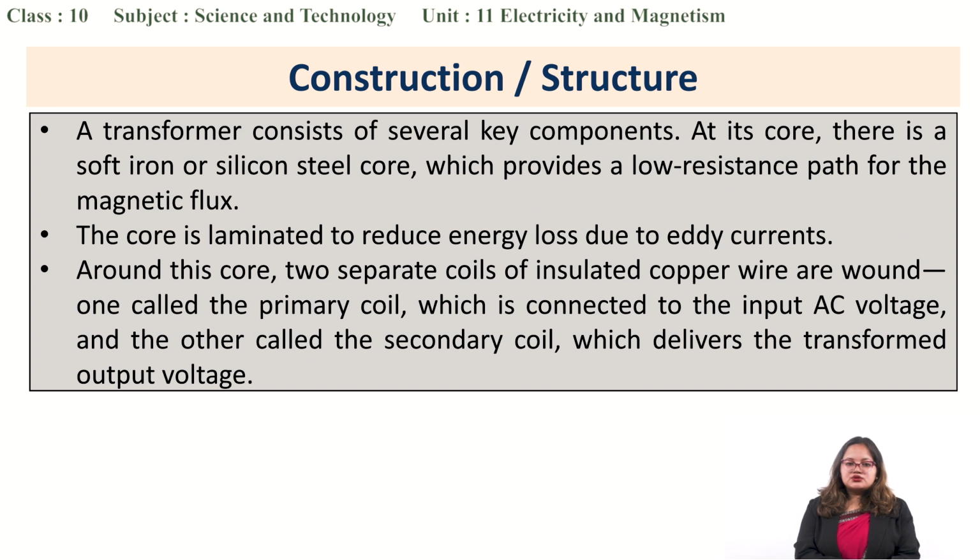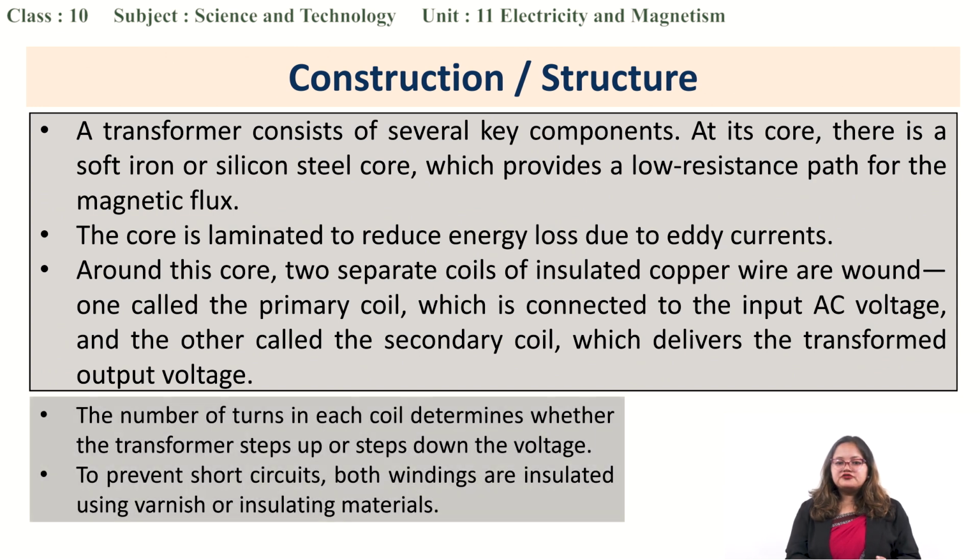Around this core, two separate coils of insulated copper wire are wound. One is called the primary coil, which is connected to the input AC voltage, and the other is called the secondary coil, which delivers the transformed output voltage. Let me remind you that we use transformers when we want to alter the required voltage. One amount of voltage is received by the primary coil, but the output is some other voltage.